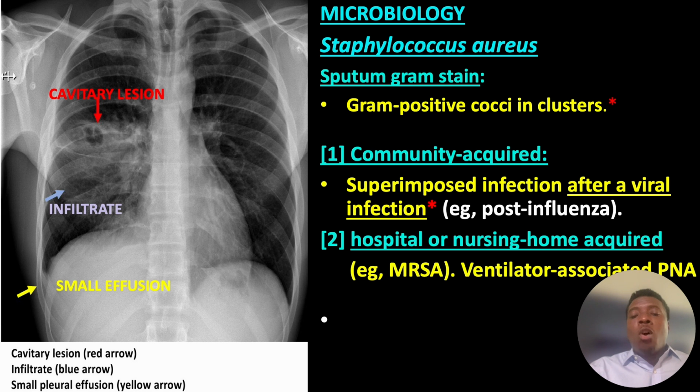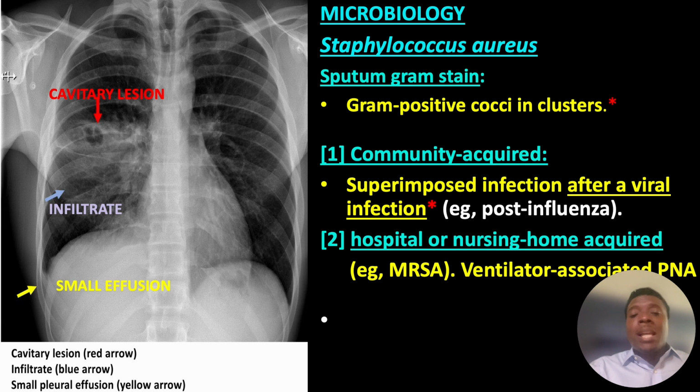Another very important cause of acquiring Staph aureus is going to be hospital or nursing home acquired pneumonia. Remember I said earlier for those kind of pneumonias, you worry about both Pseudomonas and Staph aureus at increased risk. So look for community acquired in the setting of a recent viral infection, or look for someone that has hospital acquired pneumonia or ventilator associated pneumonia. You may be suspicious for Staph aureus in the differential.